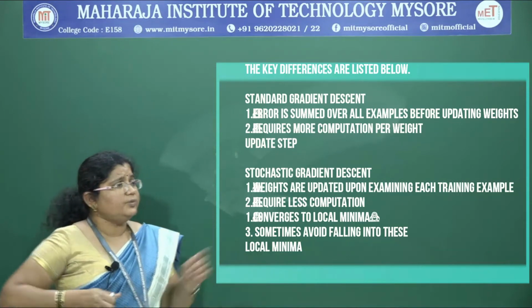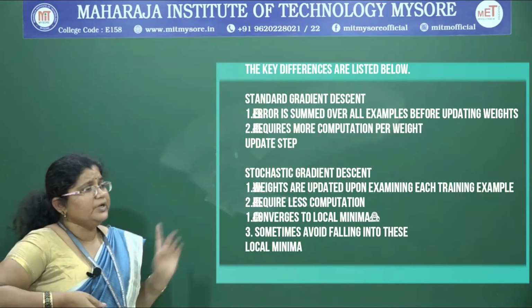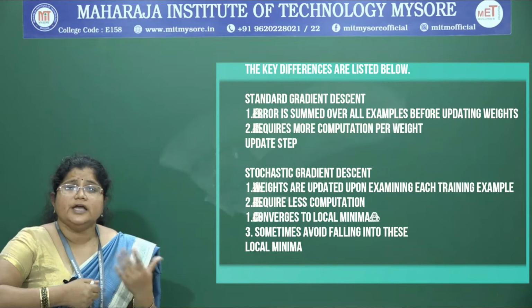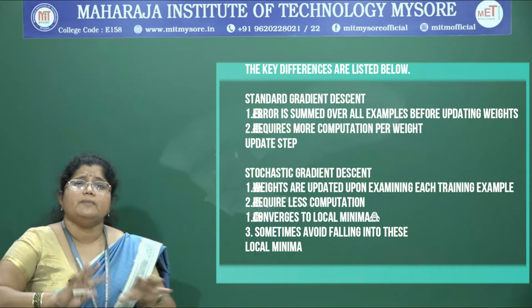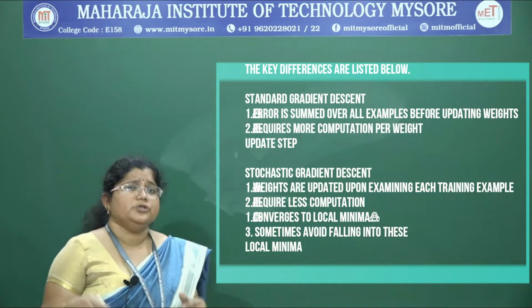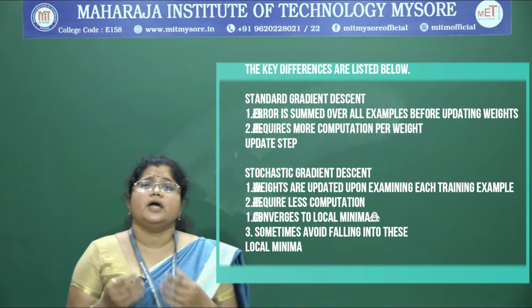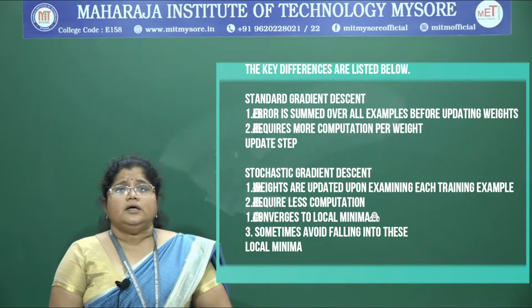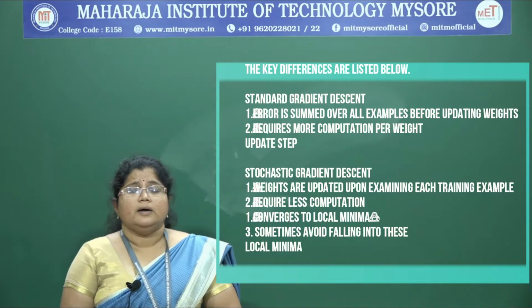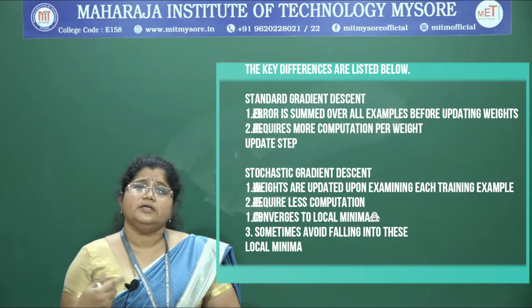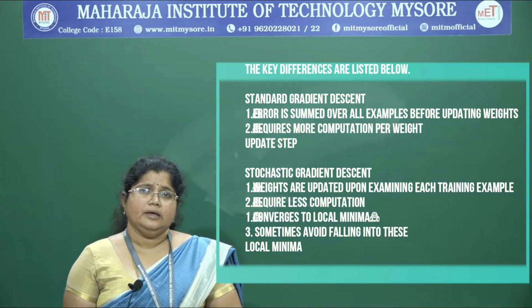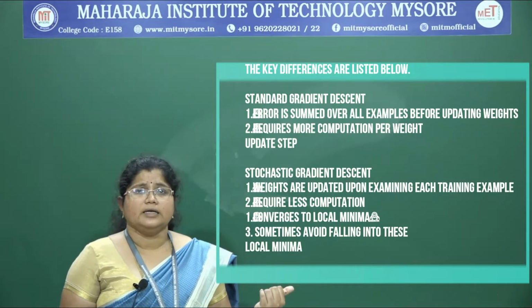Next, the last point which we are showing here is that in each and every iteration of a stochastic gradient algorithm, multiple local minima are going to be generated. So it can choose any of the local minima, because for each and every training example, we are supposed to find out the error in a stochastic gradient algorithm.